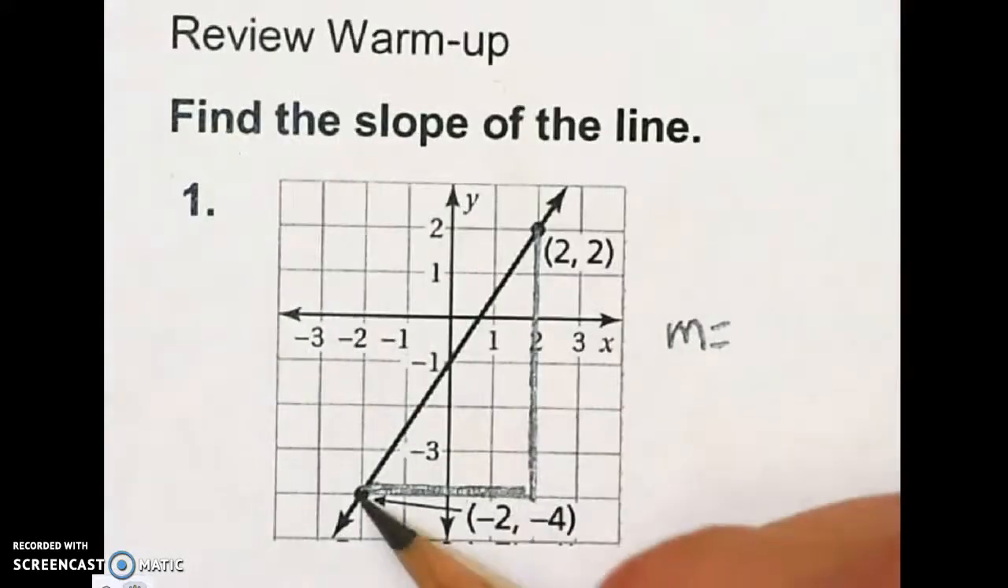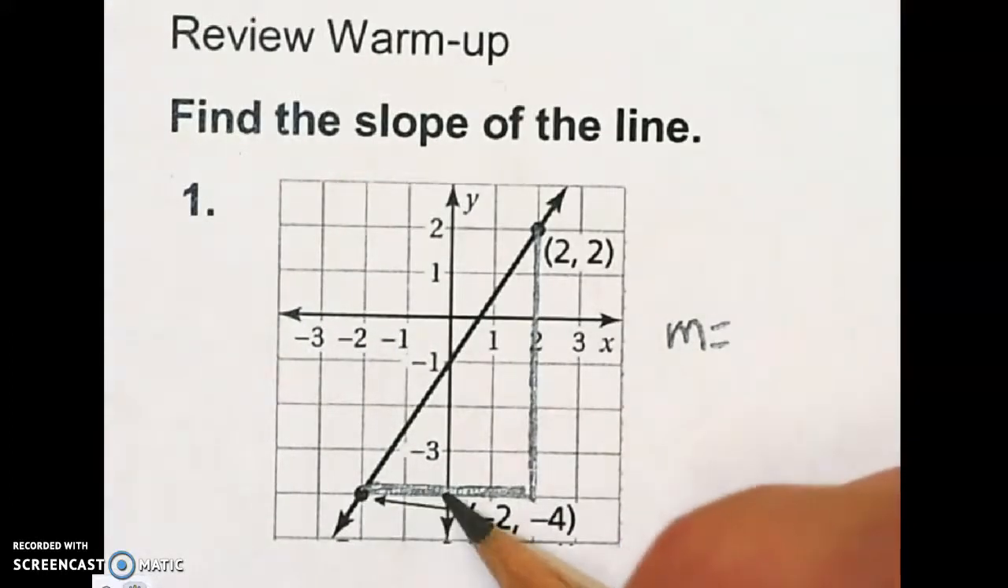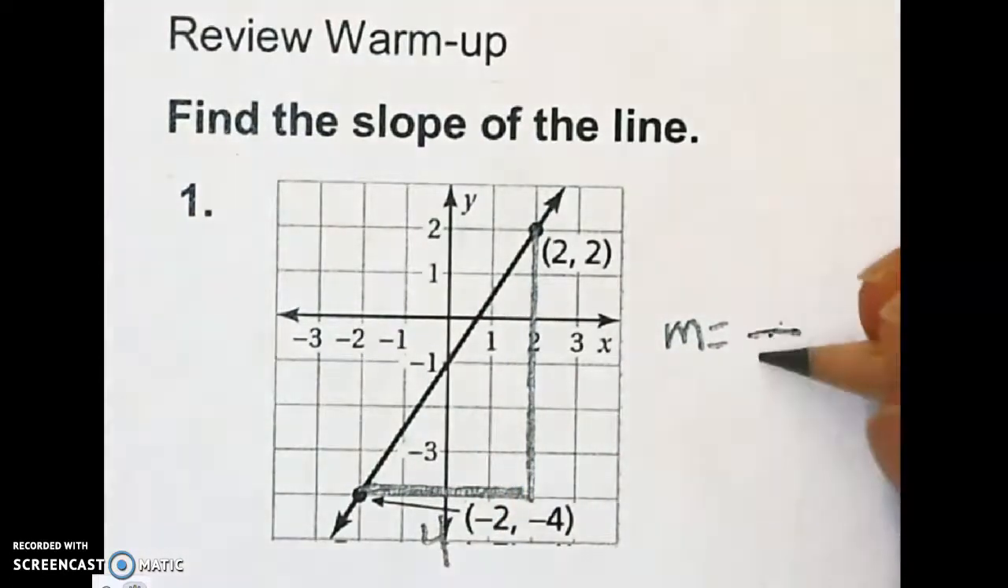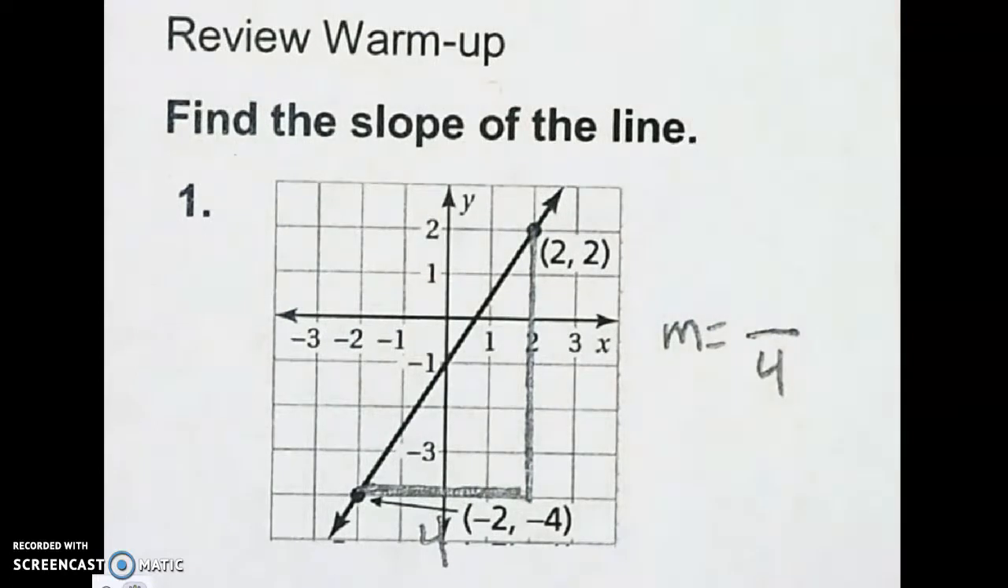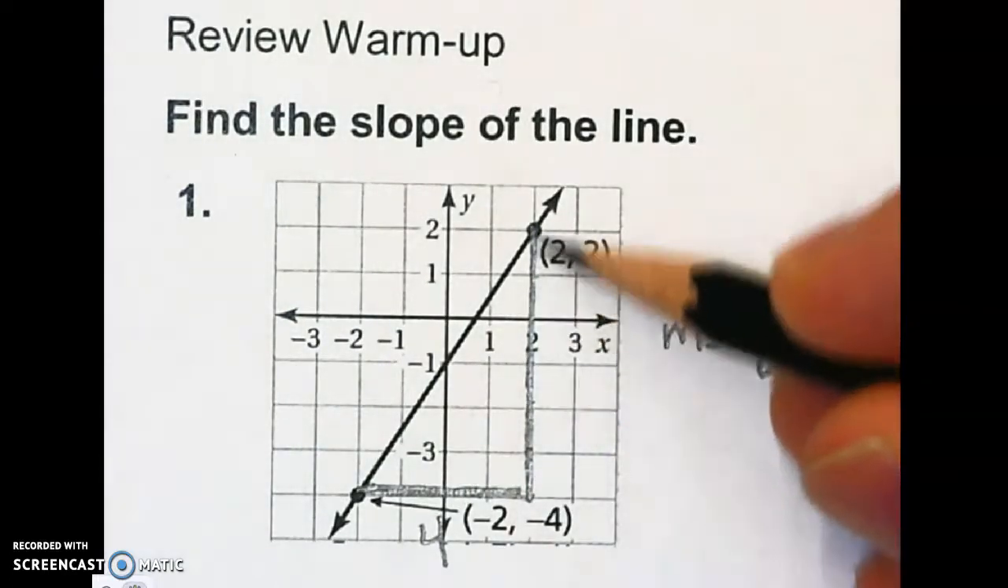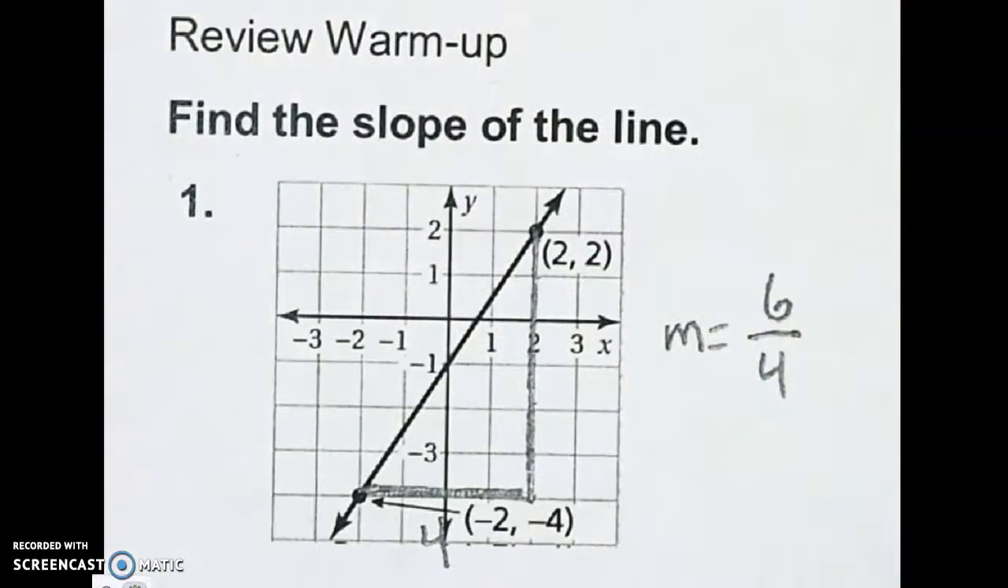So this goes over 1, 2, 3, 4. 4 goes on the bottom. That's the run. And I'm going to count my distance up. 1, 2, 3, 4, 5, 6. So 6 over 4 would be my slope.